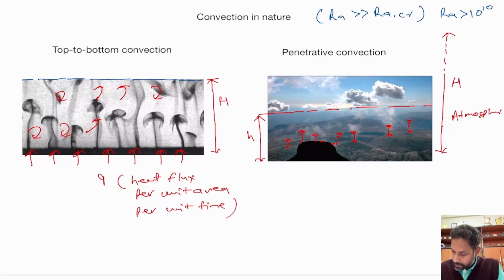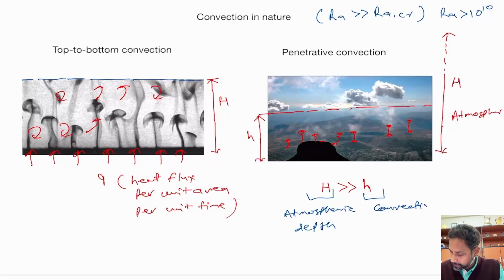Okay, so the capital H, which is the atmospheric layer or depth, is usually much greater than h, where H here can be called the atmospheric depth, and this h can be called the convective depth.